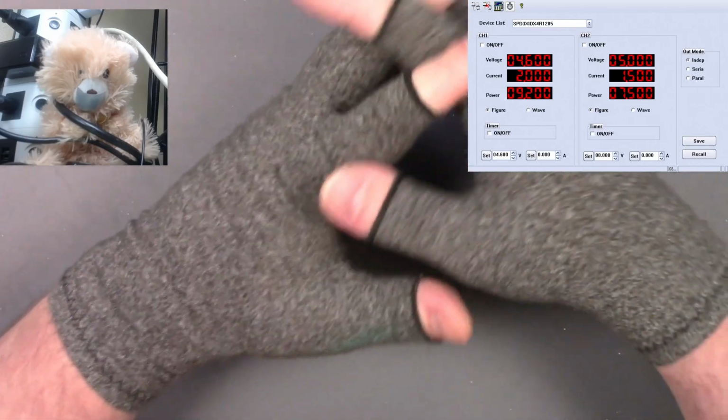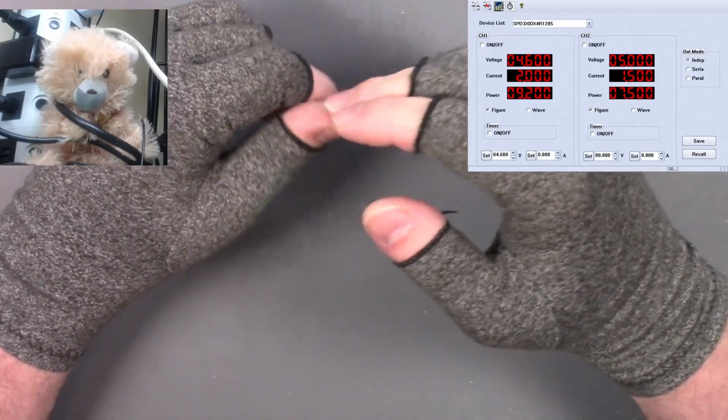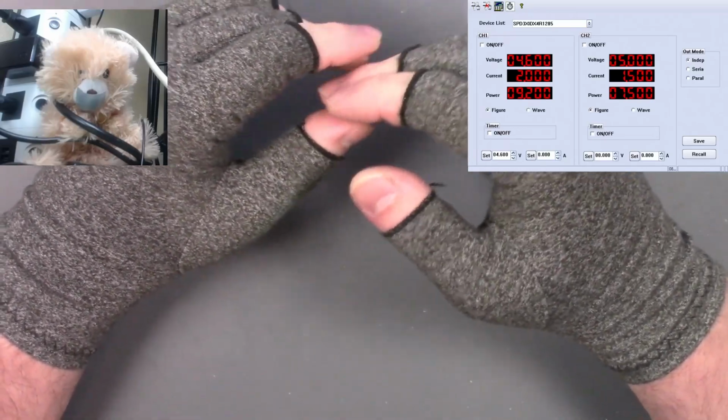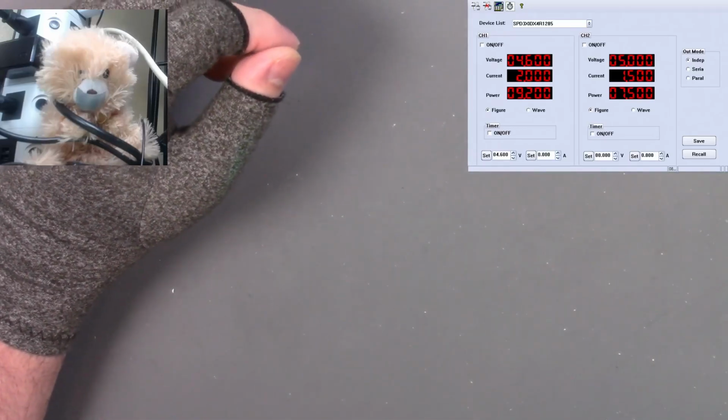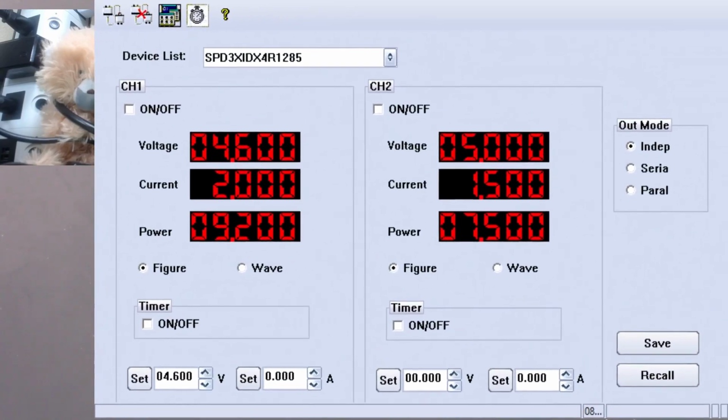One of the big things about linear and switch mode power supplies is setting current. With these linear supplies, if we look here on channel 1, this channel up here on the left, let me make this a little bit bigger so that you can see what I'm talking about. This channel 1 right here is at 4.6 volts, 2 amps is what it's set to. If I turn it on, the amps will go down to 0 because there's nothing connected.